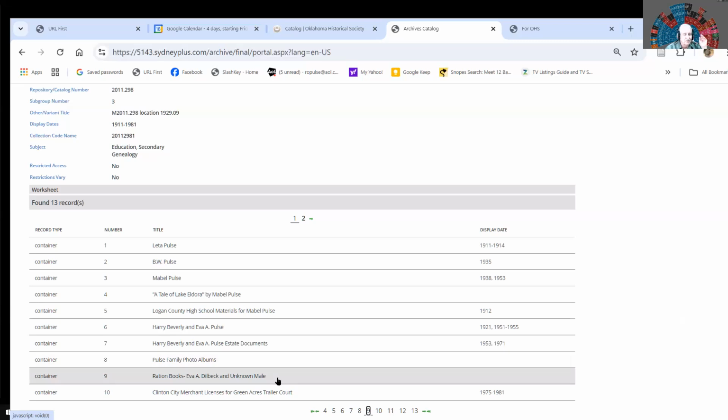Ration books, these are the World War II ration books that's got Eva Delbeck's and also Mabel's. That male should be Mabel.